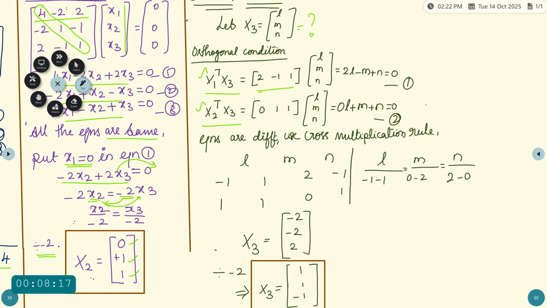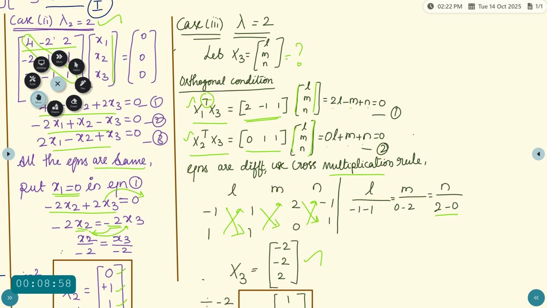You can write this row-wise, that's why we mention it as transpose. 0, 1, 1. The same procedure as here, we are going to form 2L minus m plus n, 0L plus m plus n equal to 0, row into column. The equations are different, so using the cross multiplication rule, start with the middle value, end with the middle value. L by minus 1 into 1, m by 0 minus 2, n by 2 minus 0. Finally, you are getting x3 as minus 2, minus 2, 2. Divide by minus 2, we are getting the answer 1, 1, minus 1.